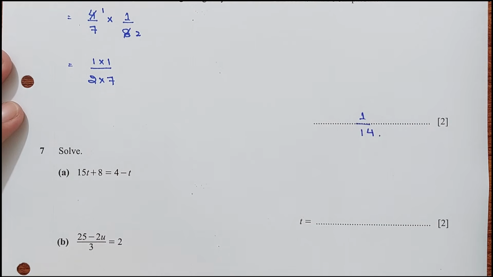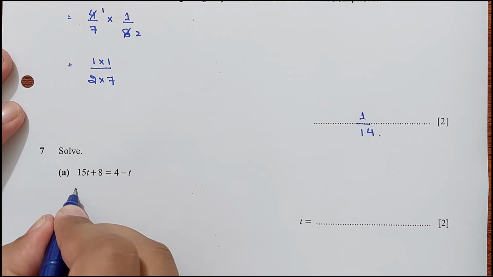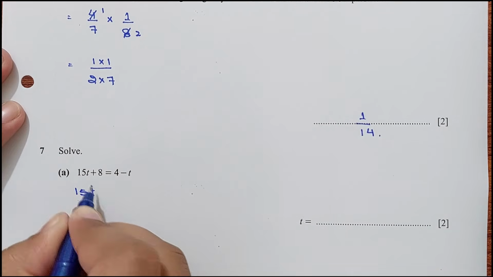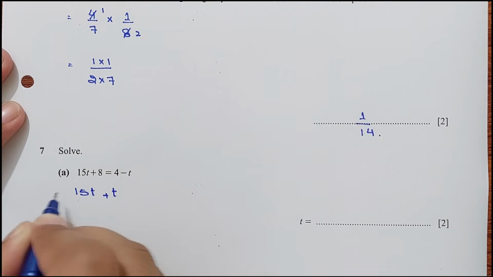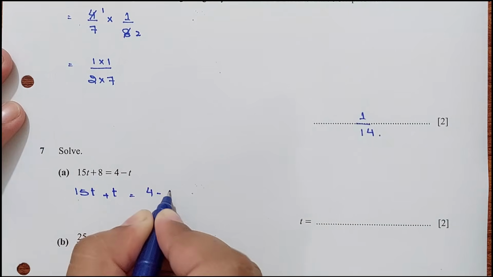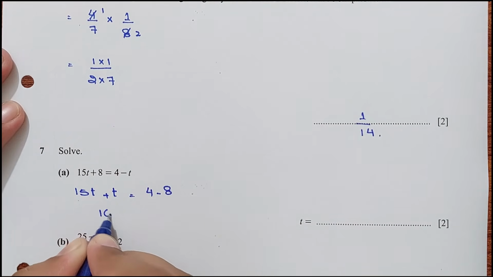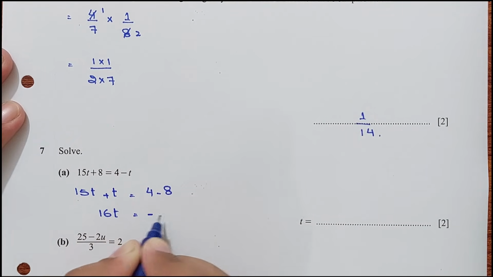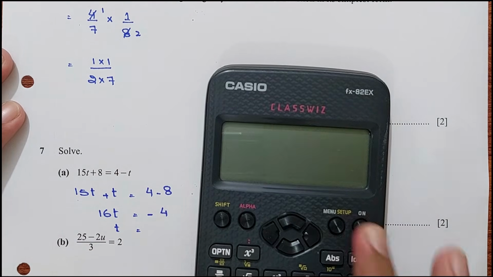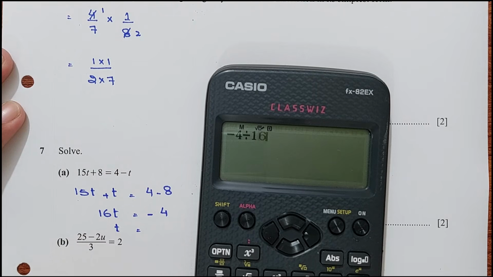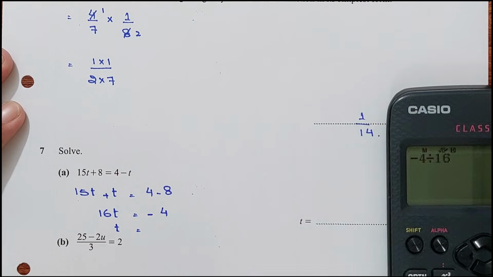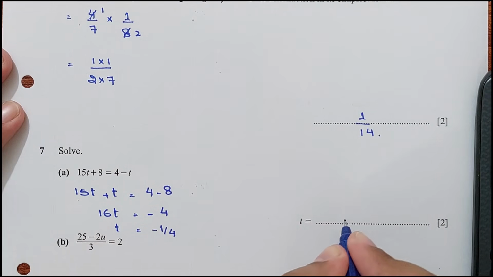So 1 out of 14 is the answer in its simplest form. Question number 7, solve, part A. Okay, so we have to solve for t. So 15t, and shifting this t to the left side, so positive t, which is 4 minus 8. This would be 16t, and 4 take away 8 is negative 4. And what is t? t would be equal to -4 divided by 16, which is negative 1 by 4, sorry.